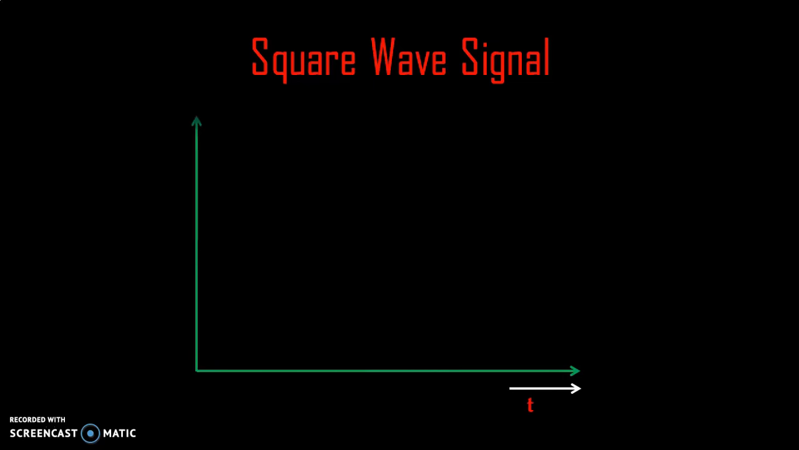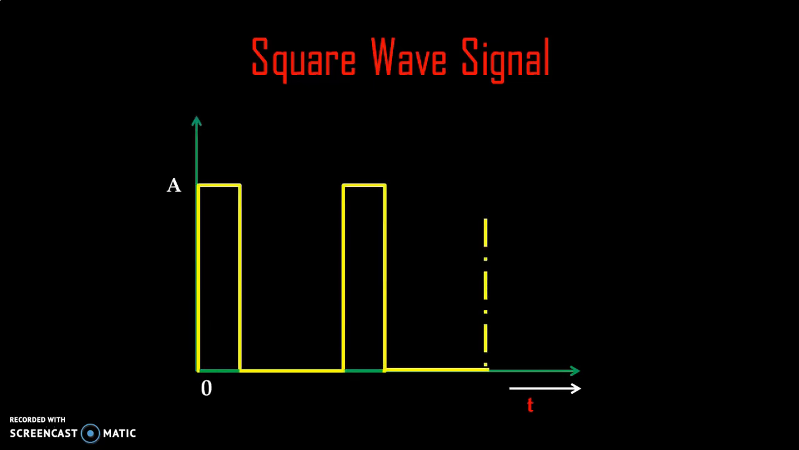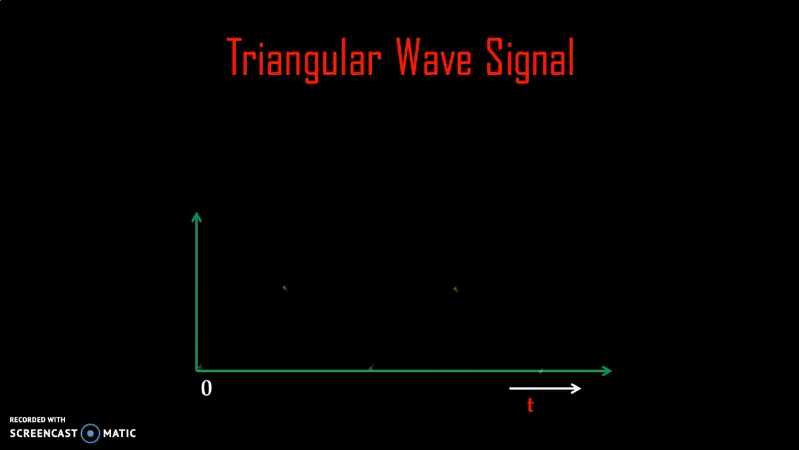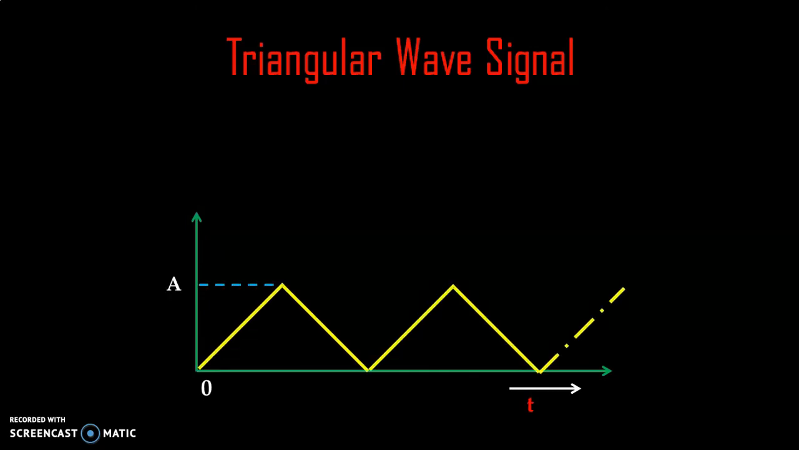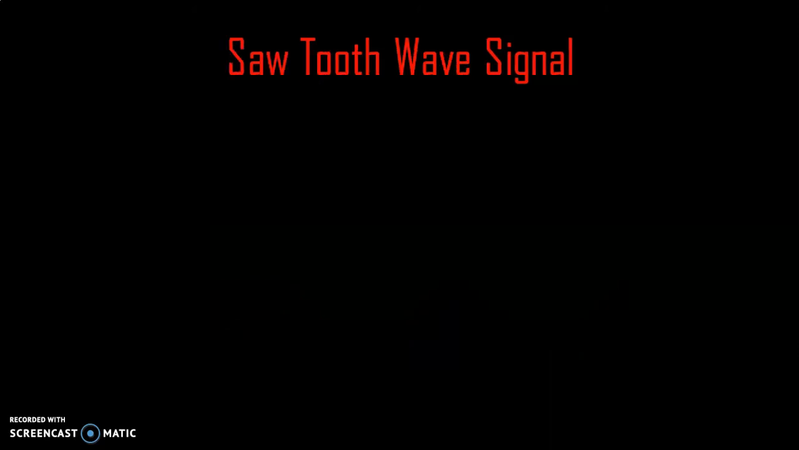Same way, if on time is less and off time is more, that is actually a duty cycle of the signal. So T1 is less than T2, and that is why the signal is known as asymmetrical type. We have triangular wave, maximum magnitude that is equal to A, and we have sawtooth wave signal.